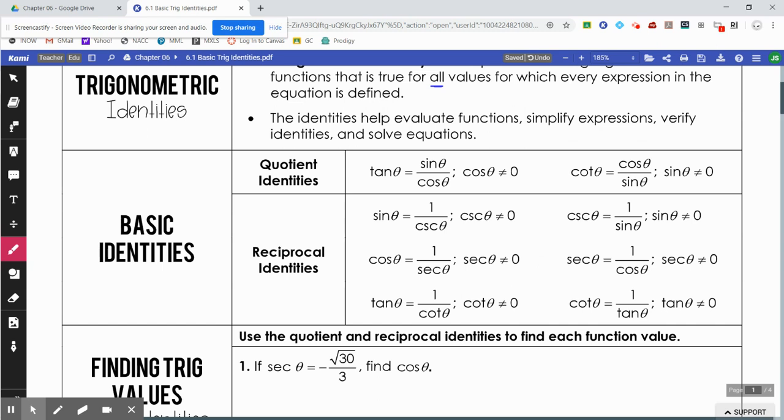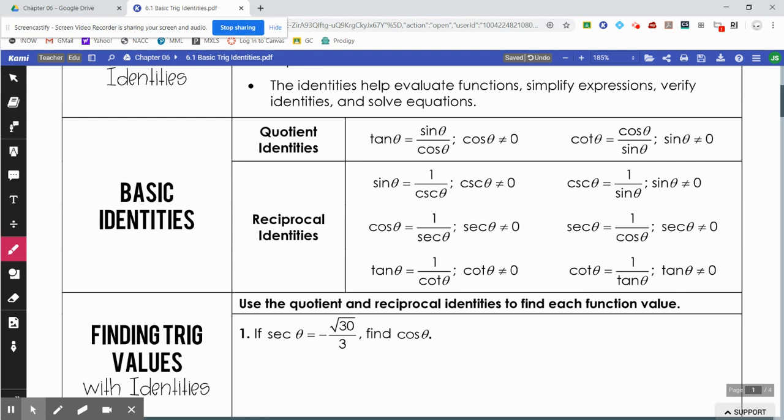We can simplify expressions with it. We can verify identities, and we can solve equations. So these identities are going to be important across the board. We're going to start out with some basic, and each of these can be proven.